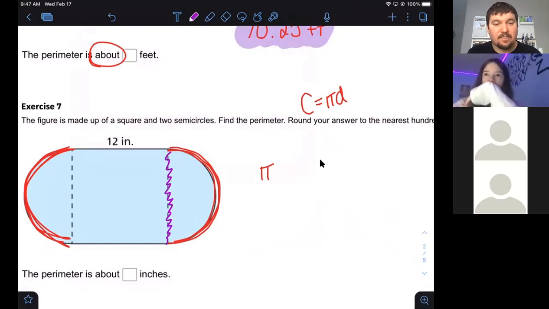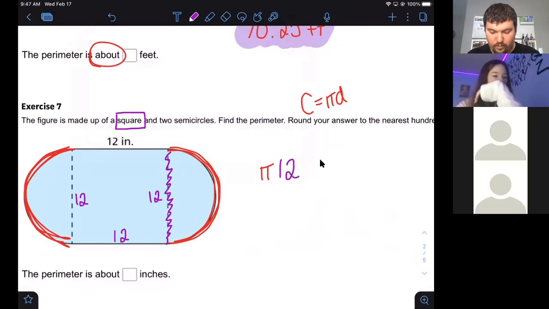It's 12. Yeah, it has to be. And you know, it has to be because it says that that shape in the middle is a square and all the sides on a square are the same. So I know this is 12 and that's 12 and that's 12, which makes my diameter of the semicircle obviously 12. So pi times 12 will give me those 2 curved sides, the 2 semicircle sides, which make up a full circle. Not going to divide that by 2 because it's 1 full circle.